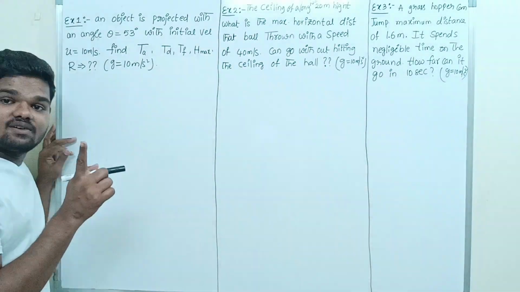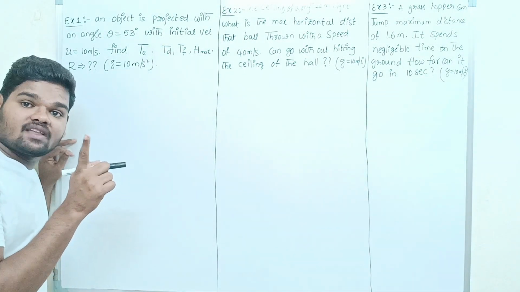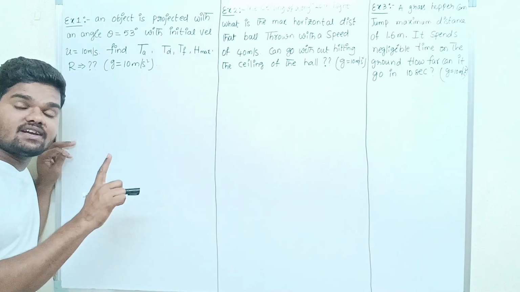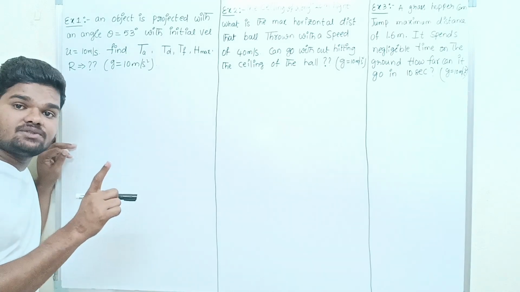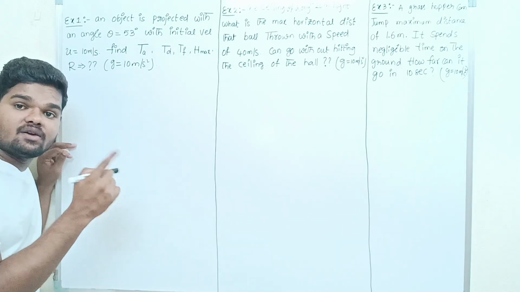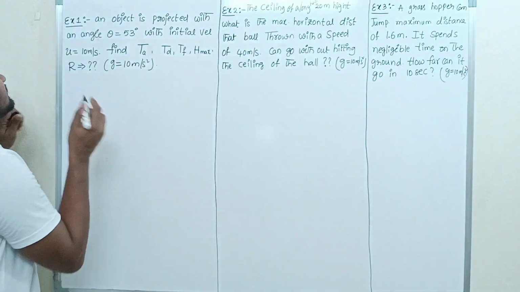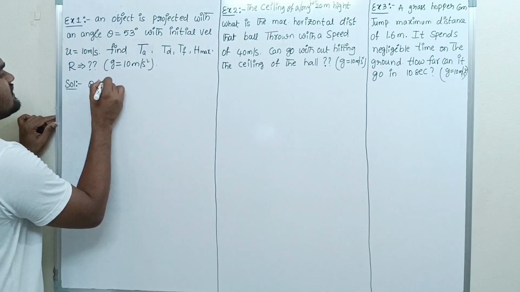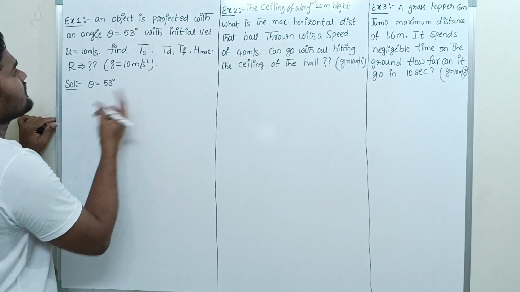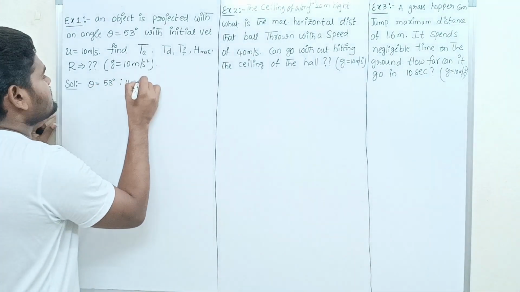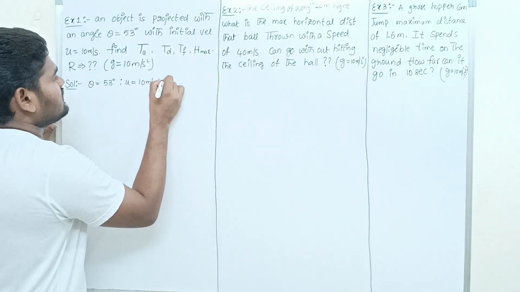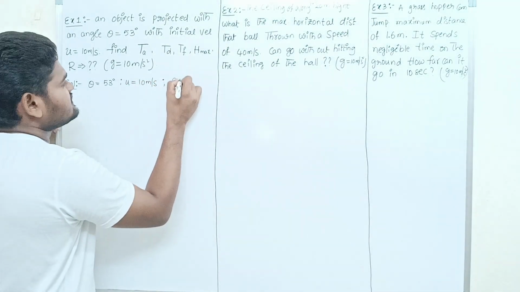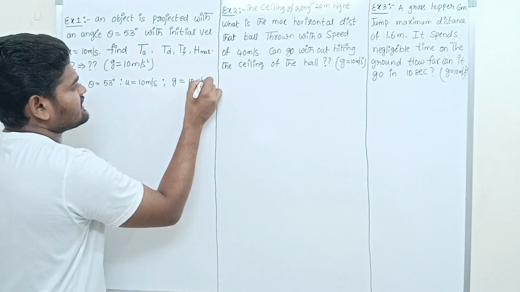Okay, so can you solve this? Pause the video and try the solution. 3, 2, 1, go. I'm going to solve it. Have a look. Solution: what they have given. Theta is equal to 53 degrees, the initial velocity u is equal to 10 meter per second, and the g value given, g is equal to 10 meter per second square.